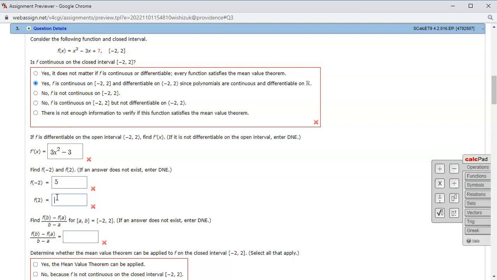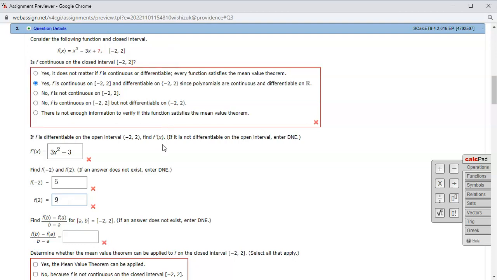f of 2 would be 8 minus 3 times 2 is 6, and then +7. So this is going to be +2 plus 7, so this is going to be 9.